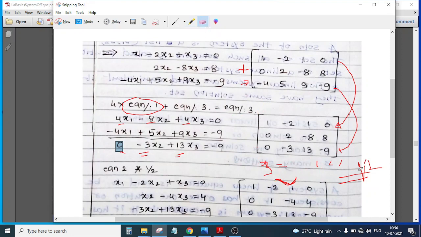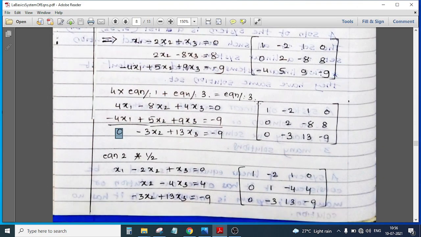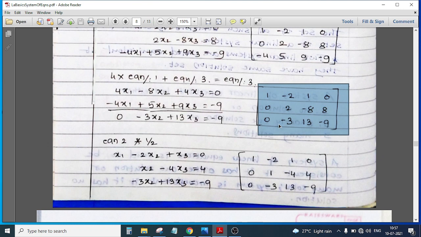So thereby we have got our new matrix, which is nothing but 1, minus 2, 1, 0, 0, 2, minus 8 and 8, and 0, minus 3, 13 and minus 9.